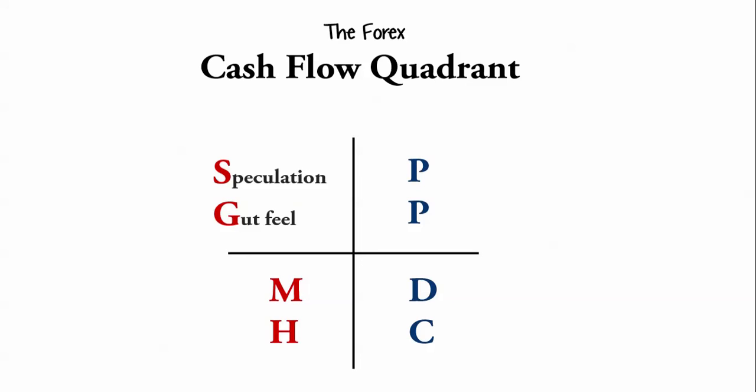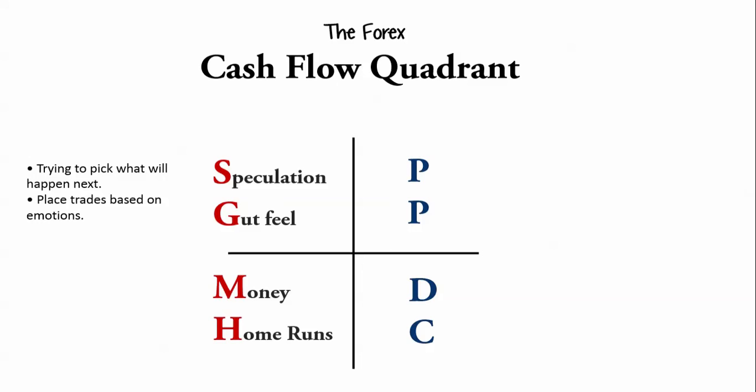They look at a setup, the price hits a trend line, and they say to themselves, I think the price is going to go down, or I think the price is going to go up, and they take a trade on that. Now this is a wrong mindset. I'm going to get into that when we get to the other side of the quadrant. So they try to pick what's going to happen next, and they place trades based on emotion, what they feel is going to happen.